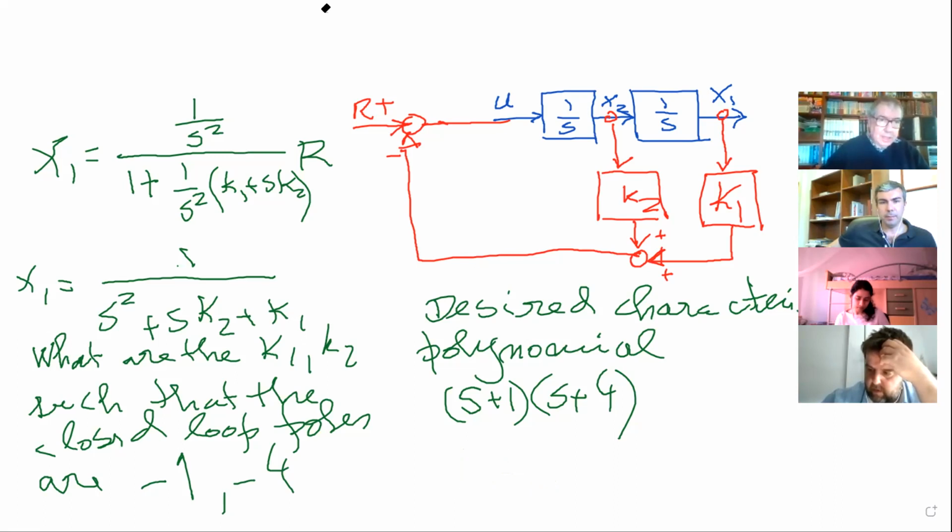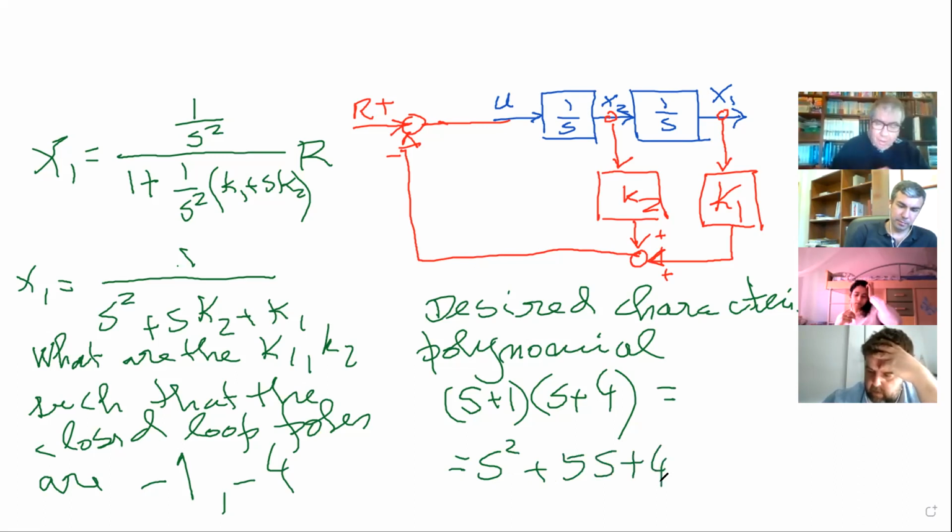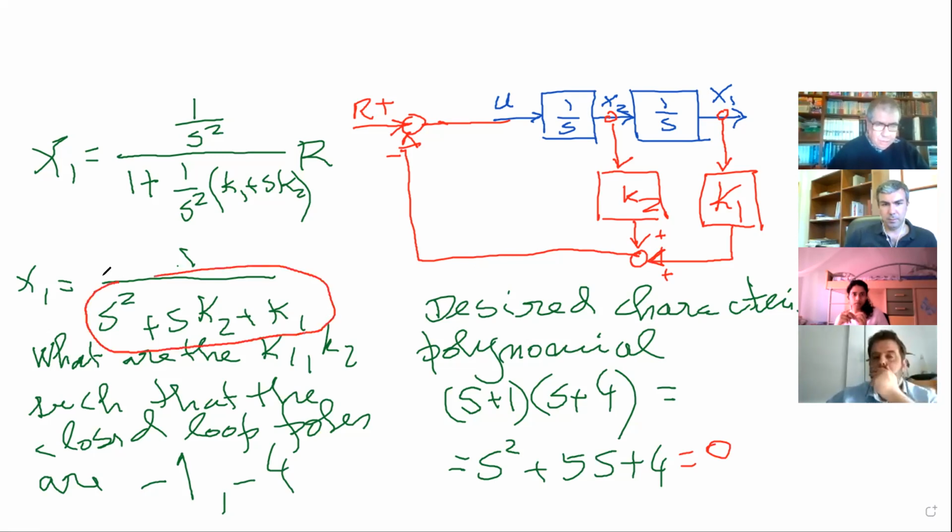And now you expand it. Okay, let's expand it. So this gives s squared plus 5s plus 4, isn't it? Okay, and now? Now we make it equal to 0, no? But to find K1 and K2, don't forget what is our problem. This is the characteristic polynomial that you get by selecting K1 and K2. And you want this polynomial to be this one.